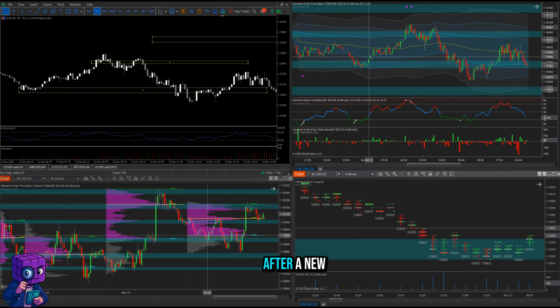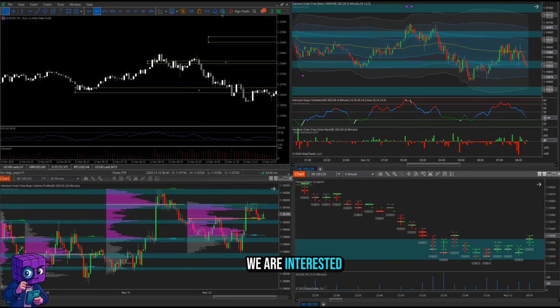A few hours after a new ETH session, the price touches our key area and we are watching for an entry. As it is a support area, we are interested in a long position, but not before seeing the market reaction. Will it hold? We can see on VWAP that the price touched the -1 standard deviation. It is overextended and starts to reject it. Super oscillator is oversold, and the delta bars start to turn positive.